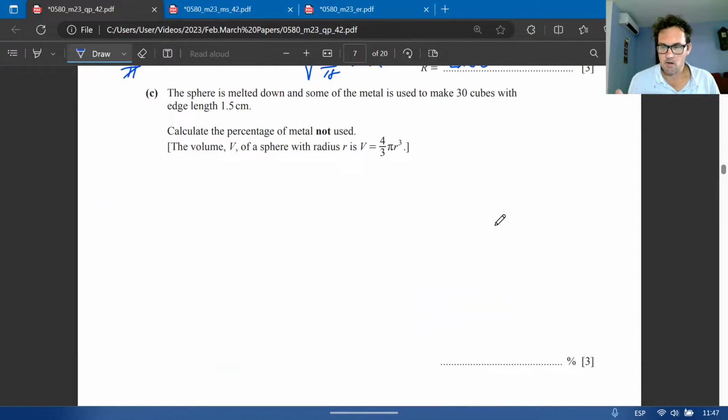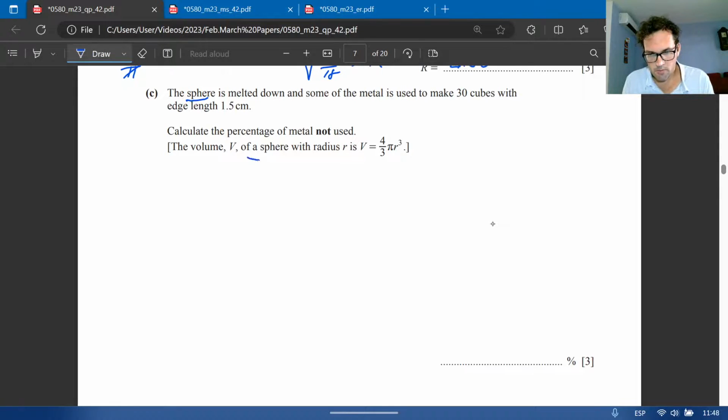Question C. Now we're going back to the sphere. It's melted down, and some of the metal is used to make 30 cubes. Oh my goodness. Right, let's go at it. So you take the sphere. I can imagine it being very hot, melting down. So you've got this liquid metal that you can pour. But we need the volume of that sphere.